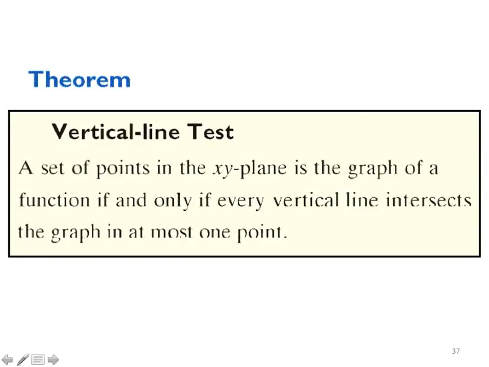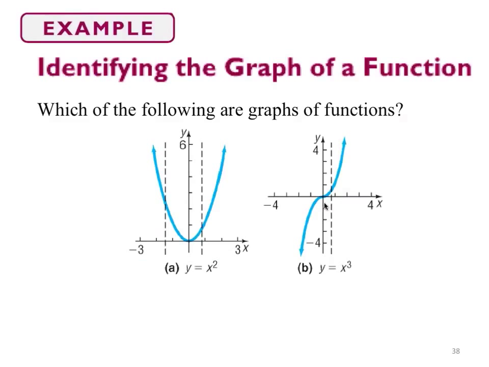Okay, vertical line test is next. A vertical line test is basically just taking, I always suggest a pen or a pencil, and you make it vertical, okay, so it's going to be up and down, and then you move it across your graph. If it hits more than one point at any time, then it's not going to be a function.